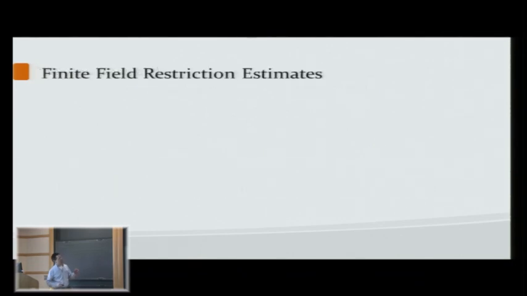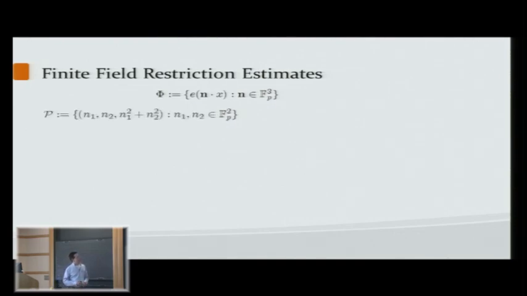So the first problem of this flavor that I want to talk about is finite field restriction estimates. And so here I'm going to work with an orthonormal system, which is just going to be the set of characters on F_p^3. F_p is just going to be the finite field of order p, and the 3 means that I'm just taking the Cartesian product with it 3 times, and I have characters on this group, and I'm going to define a subset of these characters that correspond to the paraboloid.